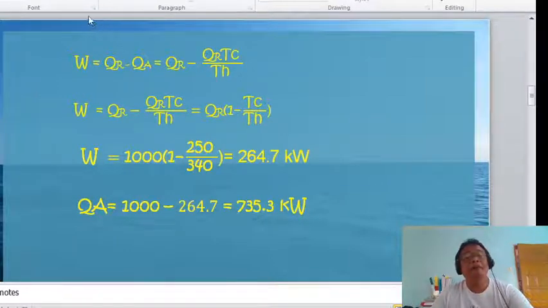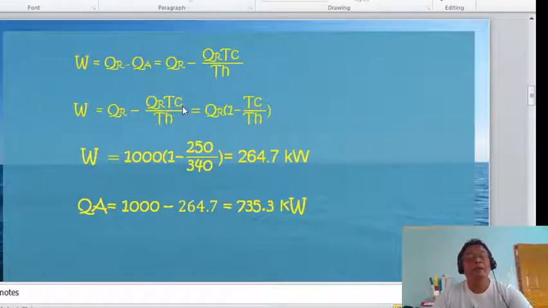the change in entropy, which here, class, is also eliminated. So the remaining now is QR multiplied by 1 minus TC over T high. Substituting values now, class, that is 1000, the heat rejected, multiplied by 1 minus the cold temperature, 250, over the high temperature, 340. So the work now, class, is 264.7 kilowatts.